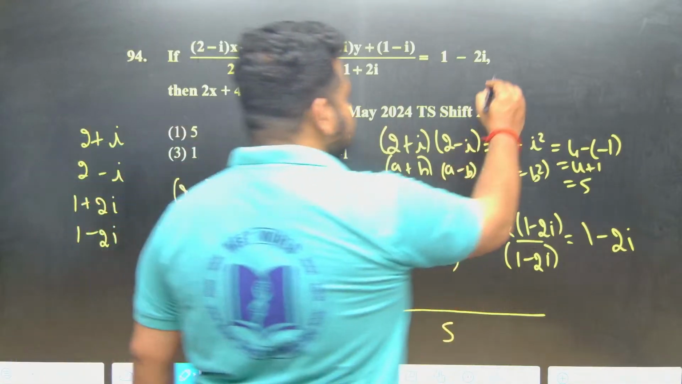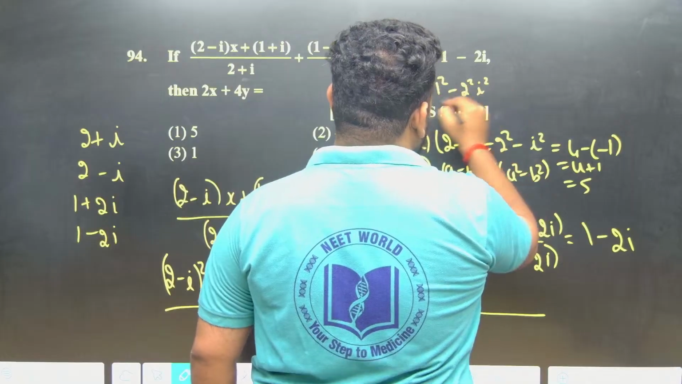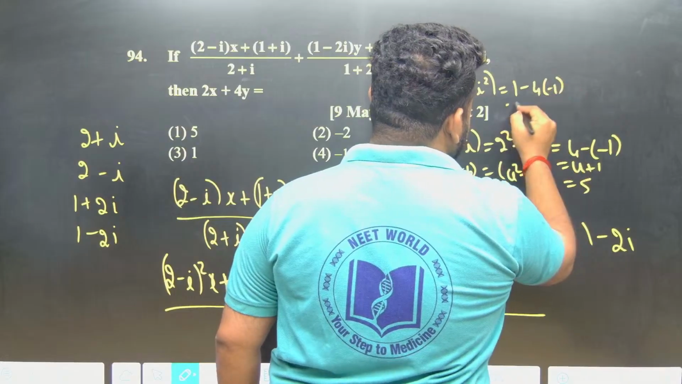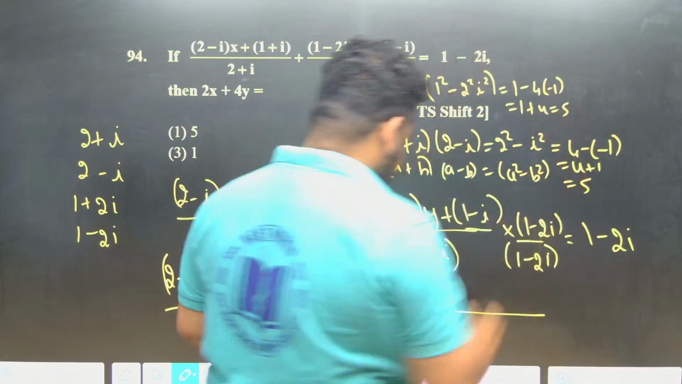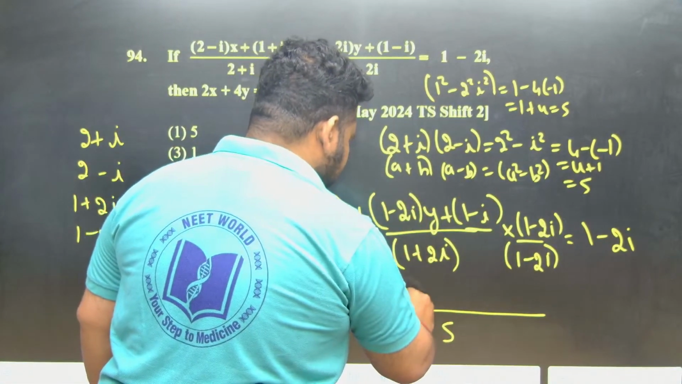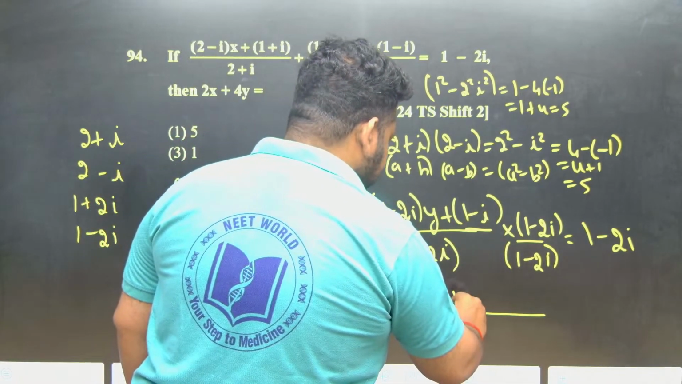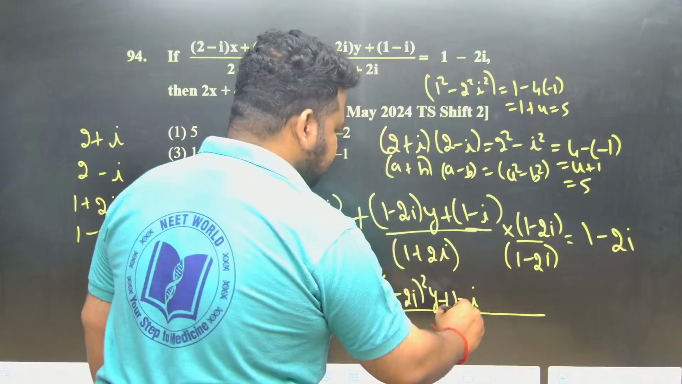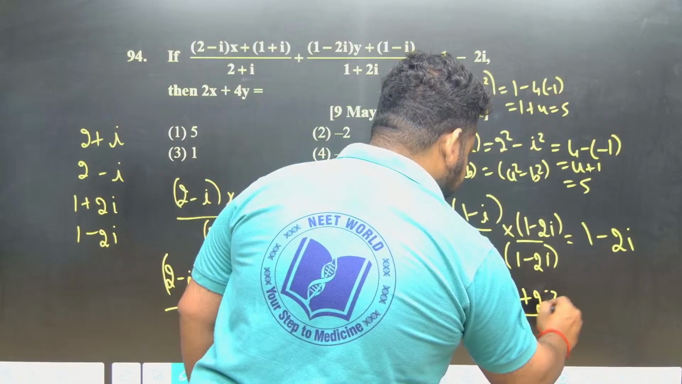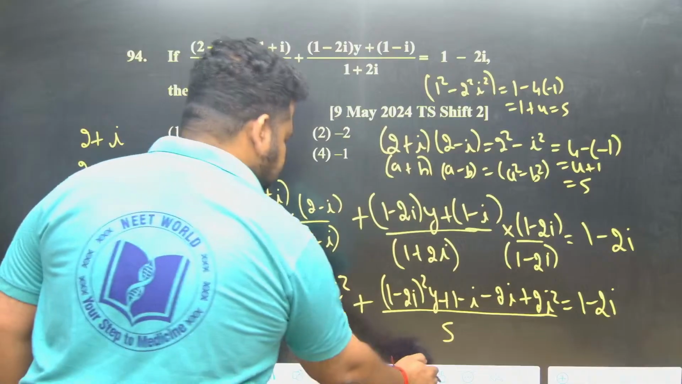So let me write it here. This will be 1 square minus 2 square i square, that is a square minus b square. 1 minus 2 square is 4, i square is minus 1, so this will be 1 plus 4, that is 5. That's why you got 5 here also. Now the numerator: (1 - 2i) whole square into y. Next, 1 plus 1 minus i minus 2i, minus into minus is plus, plus 2i square, is equal to 1 - 2i.